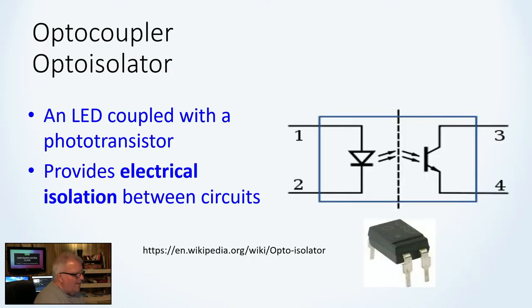Another opto device in electronics is an optocoupler, also known as an optoisolator. It's a chip that may just have four leads like this. On one side, it's a light-emitting diode in the package. You don't see the light. On the other side is a phototransistor, where the photons replace the base on the transistor. And what happens is it isolates at this point. All of the circuit on this side is electrically isolated from all of the circuit on this side. So it's an LED coupled with a phototransistor, and it provides electrical isolation between circuits.